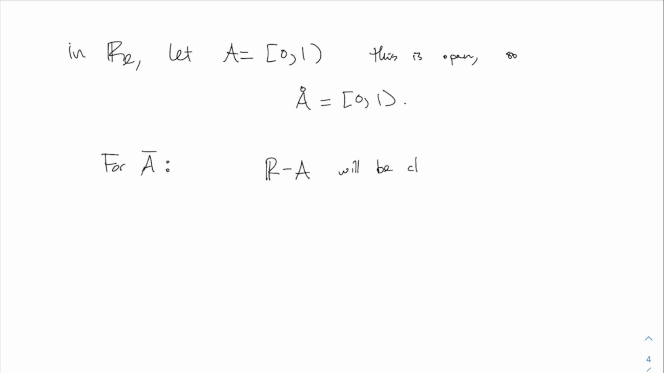This will be closed, right? I'm trying to get a feel for what in general a closed set will look like in R with the lower limit topology. What is R minus A in this case? If A looks like the interval 0 to 1, including 0 but not including 1, what's the complement of that? It's everything outside of that. So it sort of is in two pieces in this example.